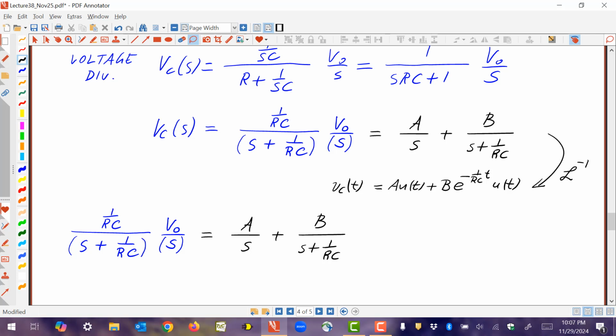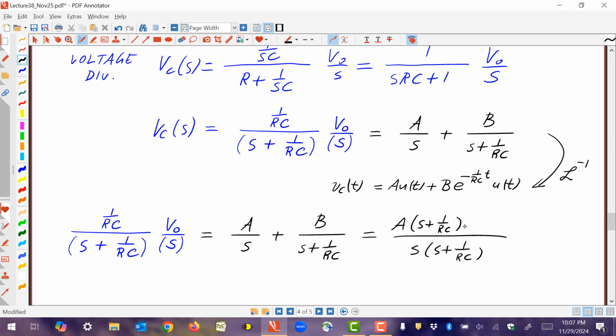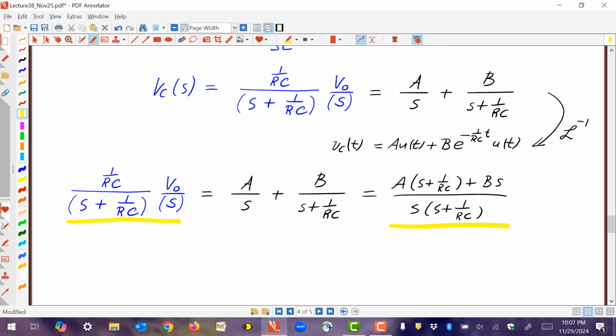S and the S plus 1 over RC factors, is we can combine the A and B factors again like this. You could say, for example, I can get a common denominator like this, right? And then I have to multiply A by S plus 1 over RC and B by S. And now I'm in business, because now I should have this and this, they should be the same. Well, they have the same denominators. That means their numerators should be the same, right? So what are the numerators?